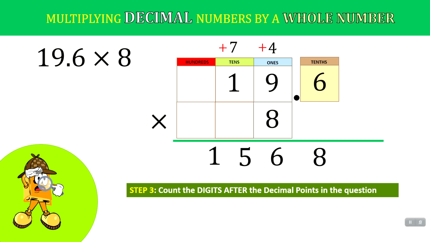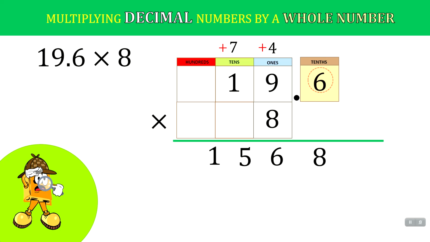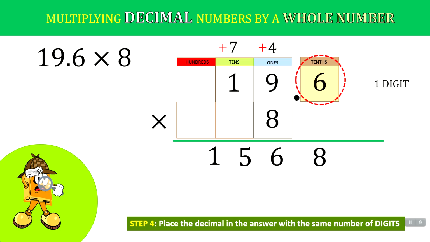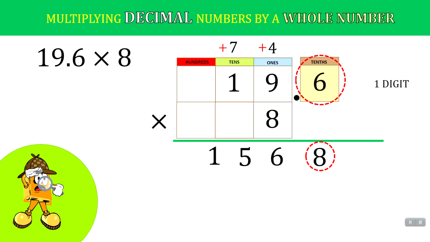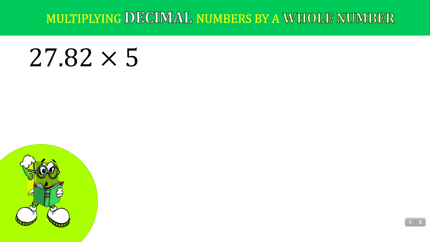Step 3 says you have to count the digits after the decimal point in the question. And I can see in the question there is only one digit after a decimal point. One digit. And therefore, step 4 says in our answer, we're going to place the decimal in the answer with the same number of digits. So one digit in the question and one digit in the answer. Then we place our decimal point. And we're done. The answer is 156.8. And that's how you do it.